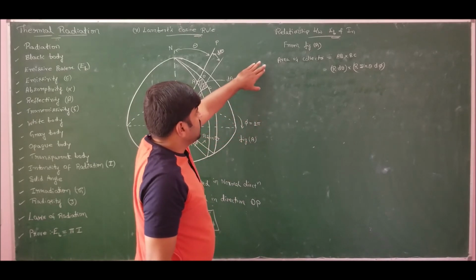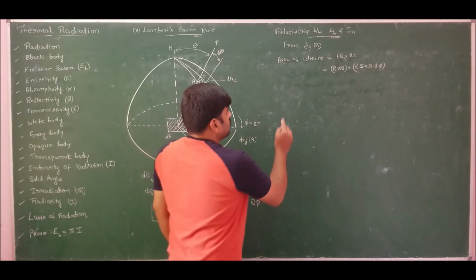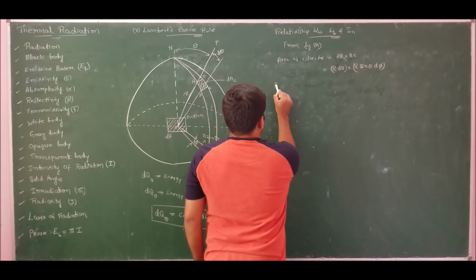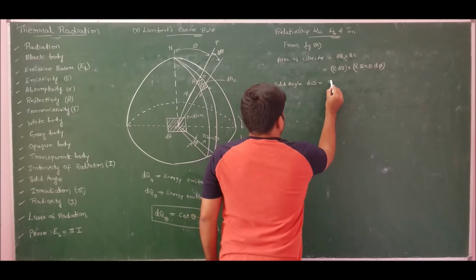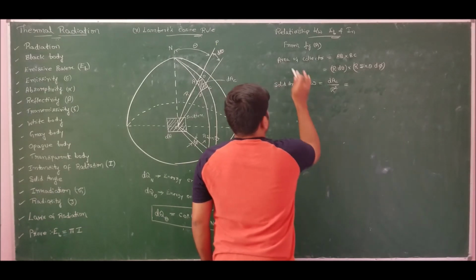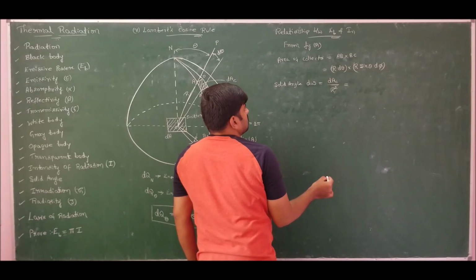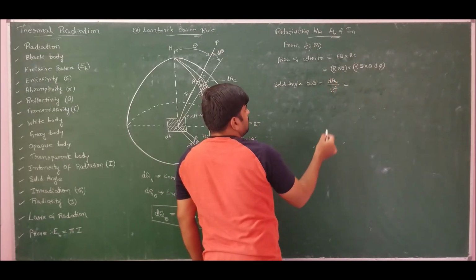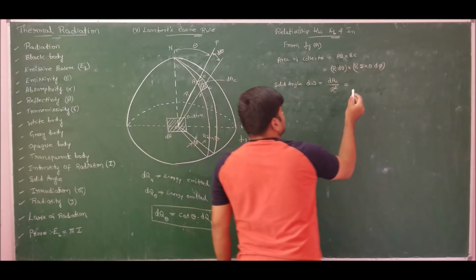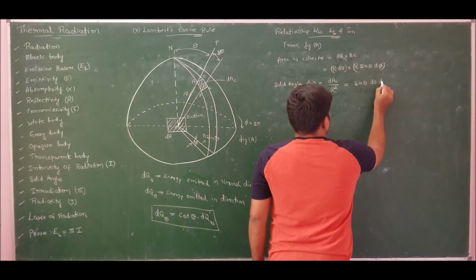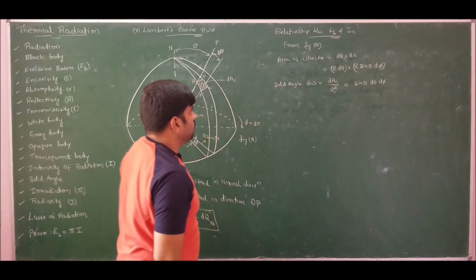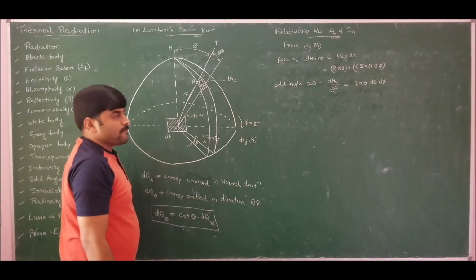Next, we have calculated the area of collector. Now, what is the value of solid angle? Solid angle d omega, which is already known to us, is dAc by r square. So we know the area of collector is r d theta times r sin theta d phi, which becomes r square sin theta d theta d phi. So r square and r square will get cancelled, and I am left with sin theta d theta d phi as the value of solid angle d omega.